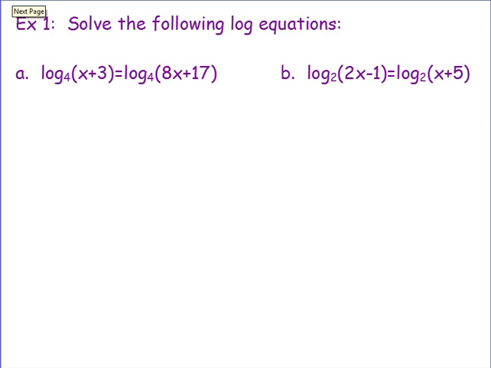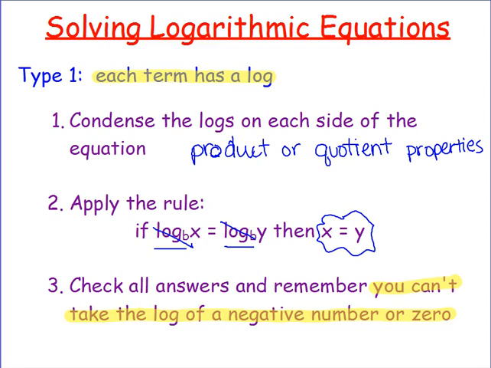So let's look at our very first example. Log base 4 of x plus 3 equals log base 4 of 8x plus 17. First question is, how many logs do you see on each side of the equation? Well, on this side, I only see 1. And on this side, I only see 1. If you only see 1 on each side, there is no need for step number 1. We're going to go straight to step number 2.